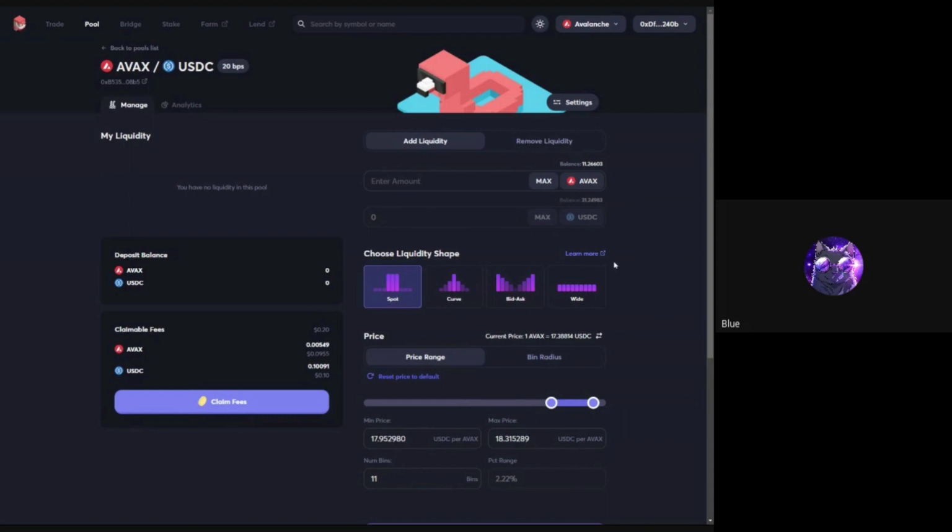Say I've added liquidity into AVAX USDC. I wake up one day and it's all AVAX, or it's all USDC. The price has moved. My liquidity is essentially out of range. I'm not earning fees anymore. I've only got one token now. So what are the options?